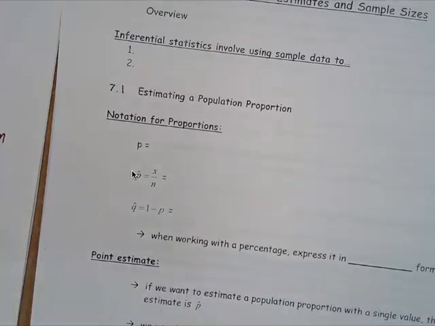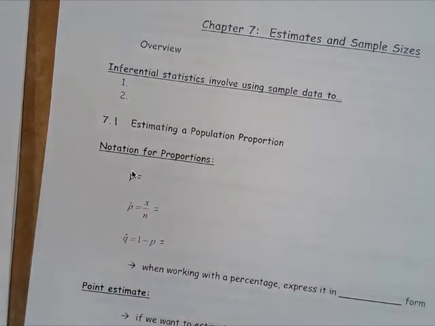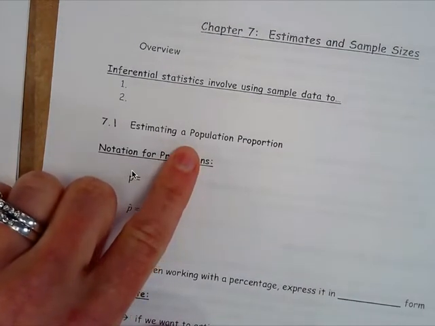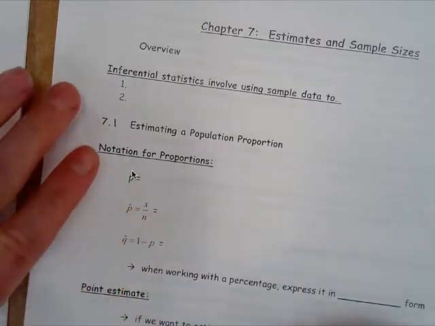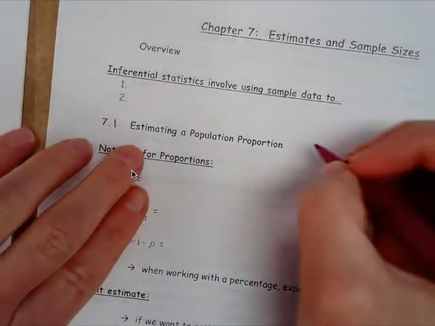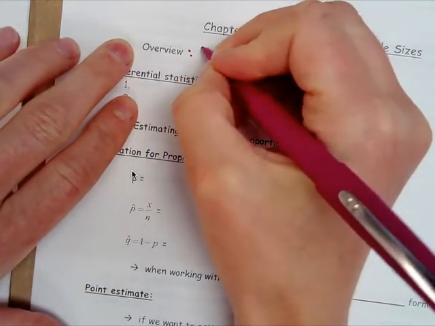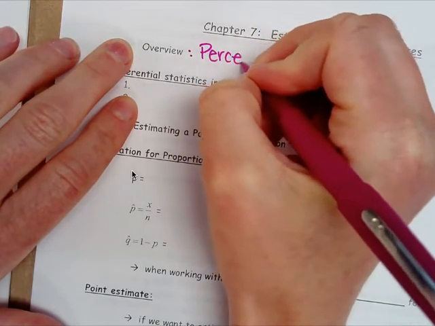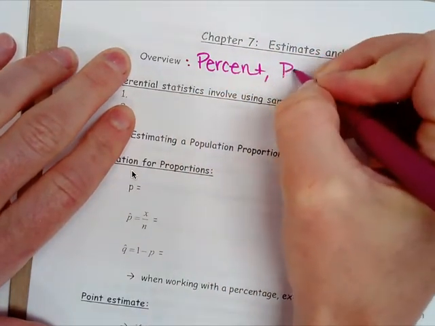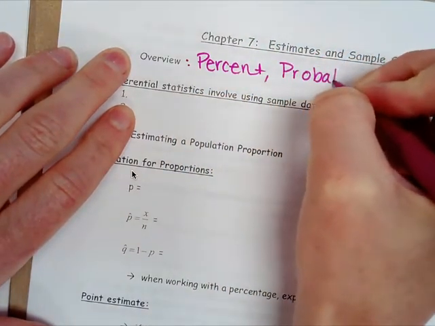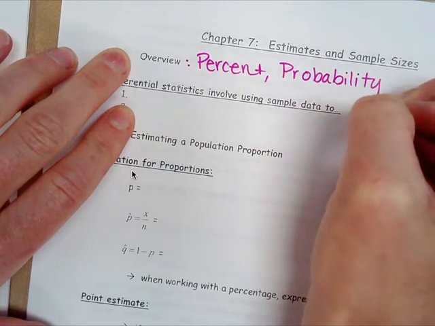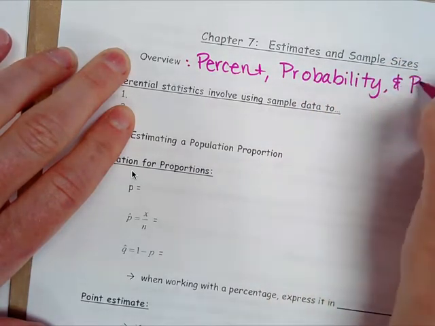We're going to start chapter 7 and do 7.1. So the first section is population proportion. So what we'll be looking at, so overview: percent, probability, and proportion.